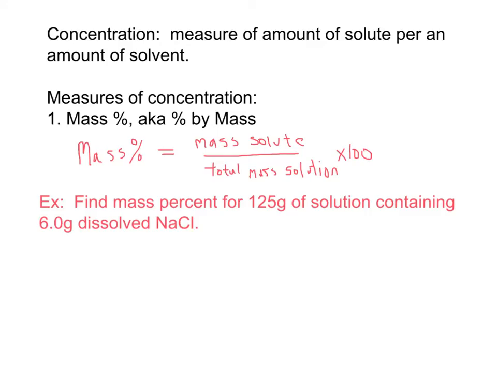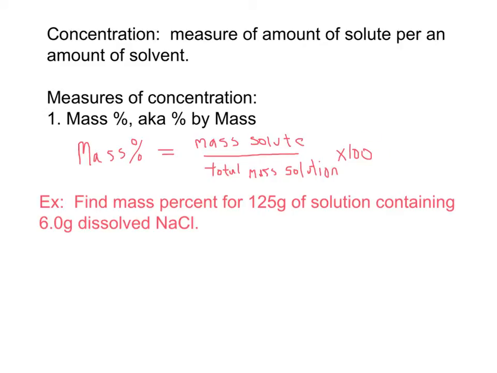Alright, so the first type of concentration we're going to talk about is the mass percent. Let's define overall the word concentration first, qualitatively or quantitatively now. Sure, so concentration is the measure of the amount of solute per an amount of solvent. So the first type we're going to do is the mass percent, also known as percent by mass. And you can see that it is mass percent equals the mass of the solute. Remember, the solute is the thing that has less in the solution, divided by the total mass of the solution. That would be the mass of the solute plus the mass of the solvent. You multiply that by 100 and you'll get your mass percent.